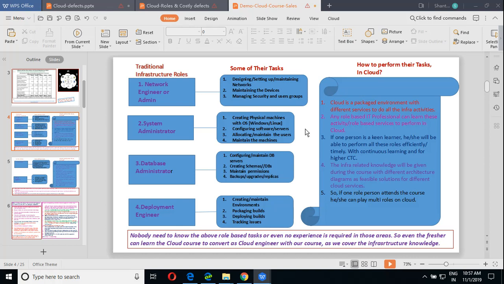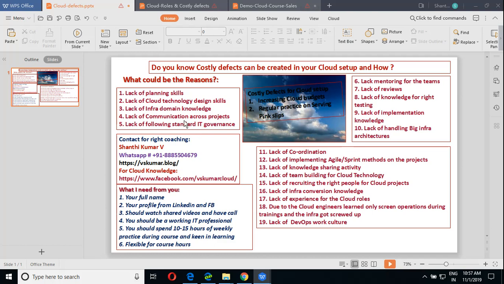Some of them are automated in the backend itself. When you create the service, yes, automatically everything is there. But they need to understand this kind of thing under part of the infrastructure domain knowledge. That is lacking here. That is my intention of saying this. Lack of communication across projects.